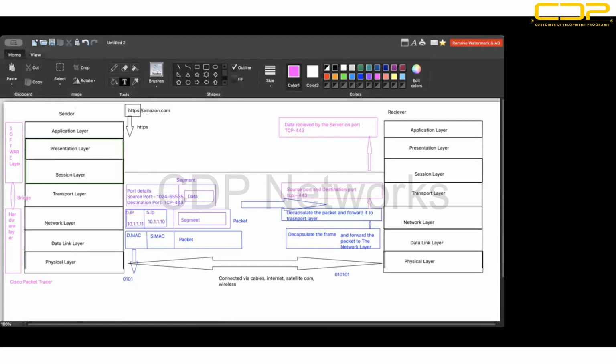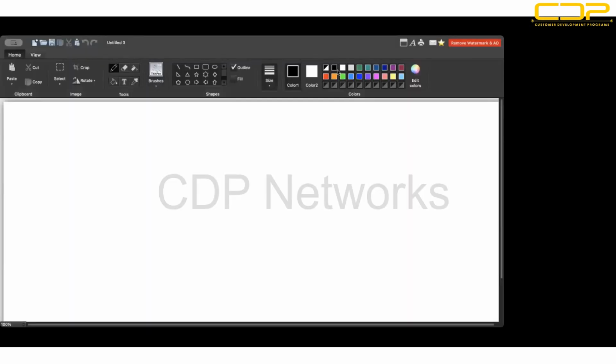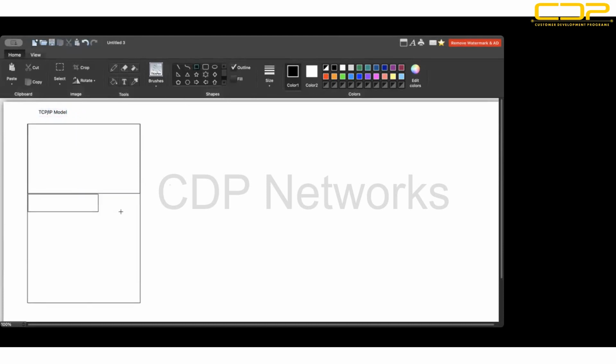Now there is another model. Do you know about the TCP/IP model? It was designed by the Department of Defense, and it includes only four layers. What are the four layers? TCP/IP model has only four layers. Application layer, which contains almost three layers from the OSI model. After that is the transport layer, then the internet layer, which is very similar to the network layer, and the network access layer, which is something like the physical layer and data link layer.